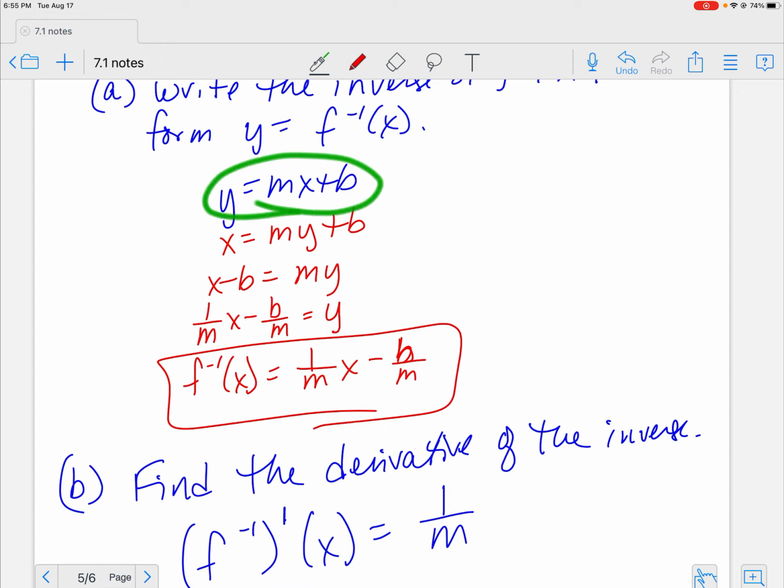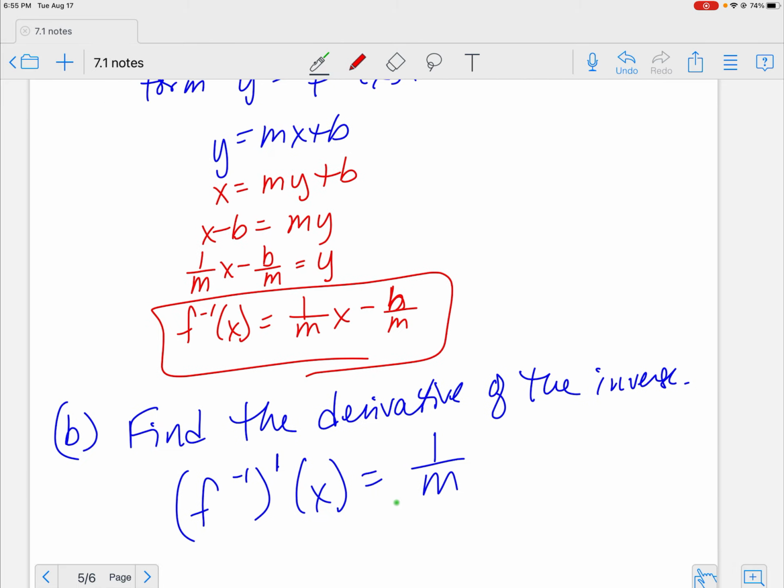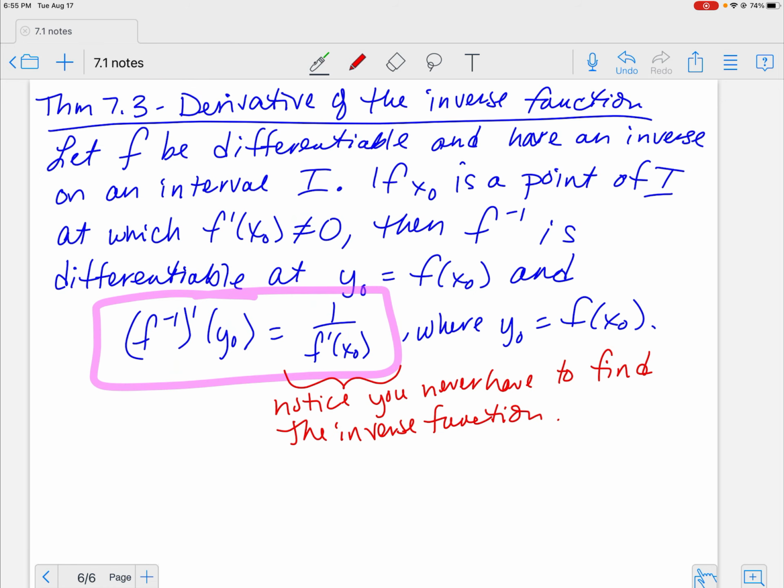If I were to take the derivative of this, my original function, what would that be? M, right? That's a constant. My derivative of this would be m. What is my derivative of the inverse? The reciprocal of it. Right? So this one is just an easy example to look at the linear, which is why we did that.